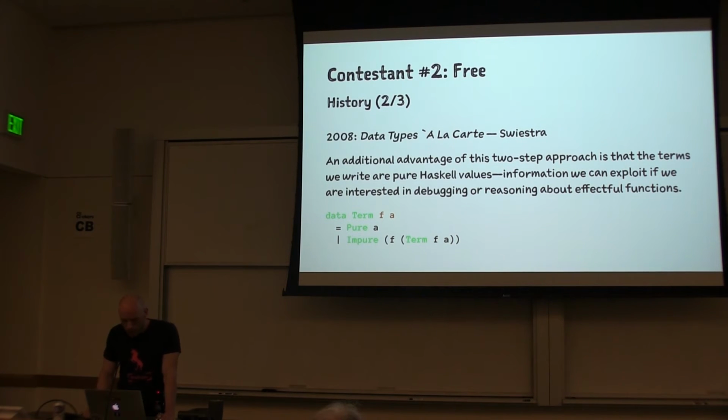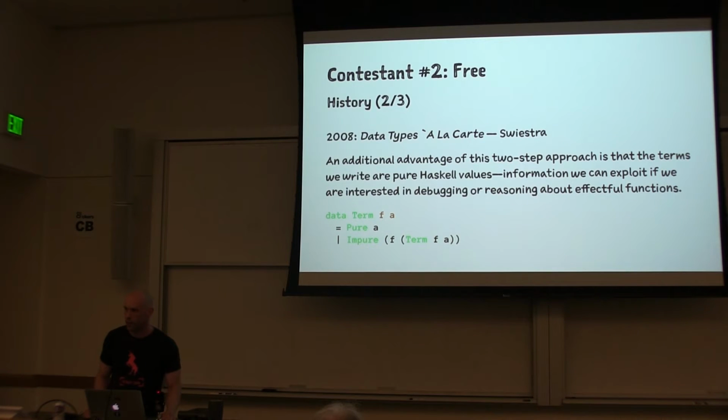And what he points out in his paper is an additional advantage of this two-step approach is that the terms we write are pure Haskell values, information we can exploit if we are interested in debugging or reasoning about effectful functions. And that's something that you're going to see in free, this idea that maybe we don't have to embed chunks of machine code in our programs.